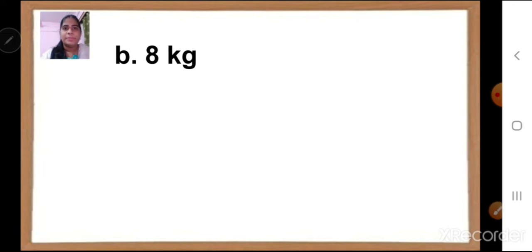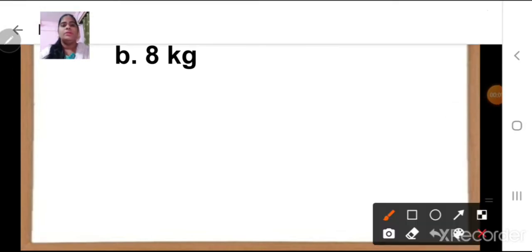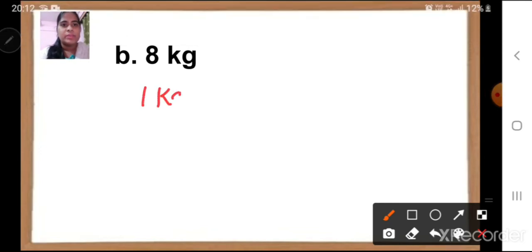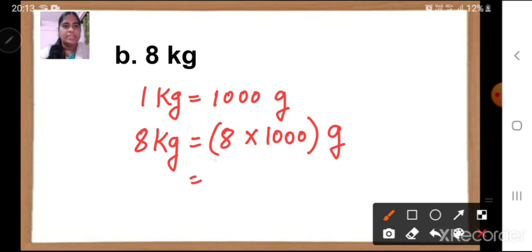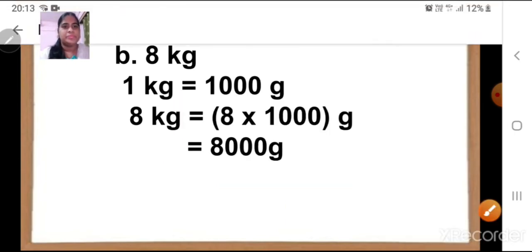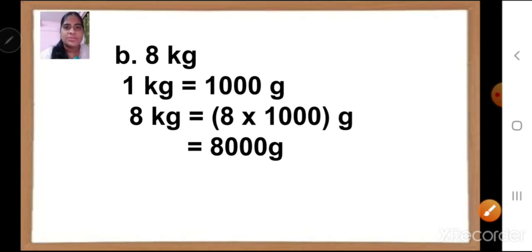Okay, second one, B, 8 kg. So children, let us start. First, I will write 1 kg is equal to 1000 grams. So 8 kgs will be 8 into 1000 grams. Correct? So 8 into 1000 is 8000 grams. Got it, children? Please note down in your classwork.